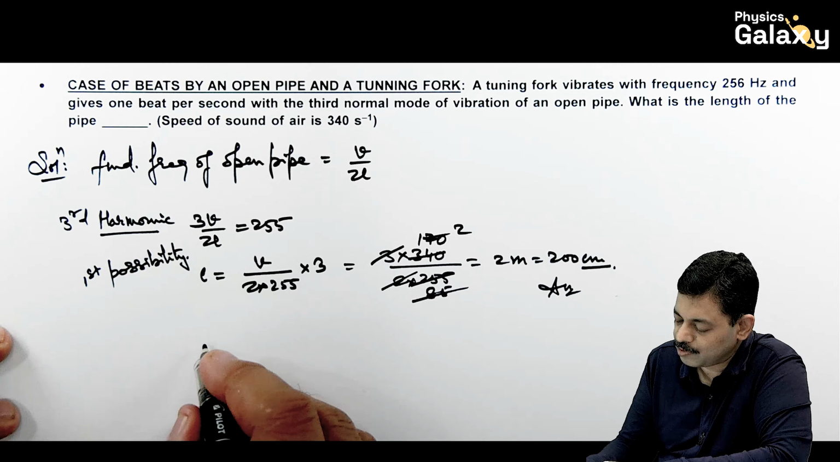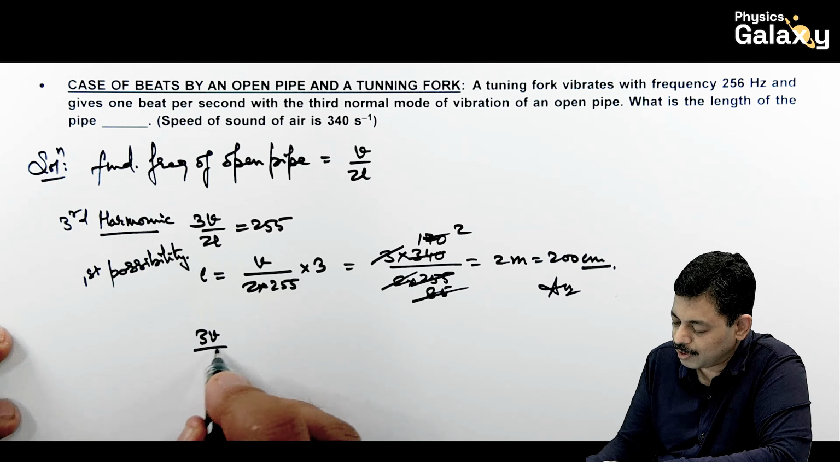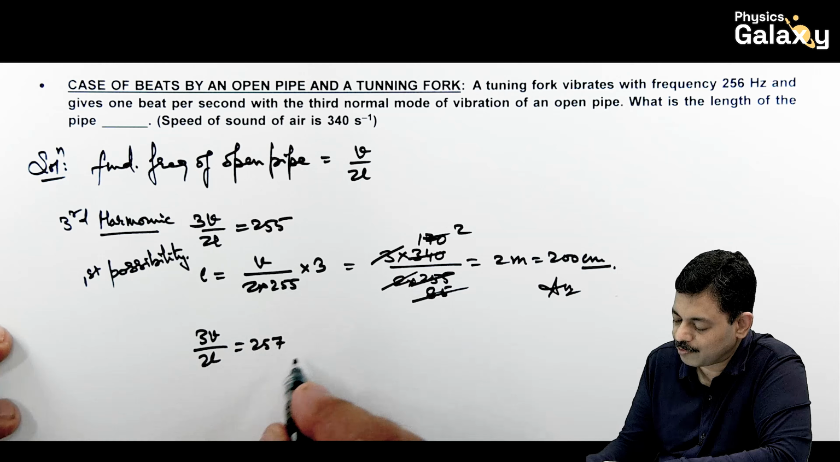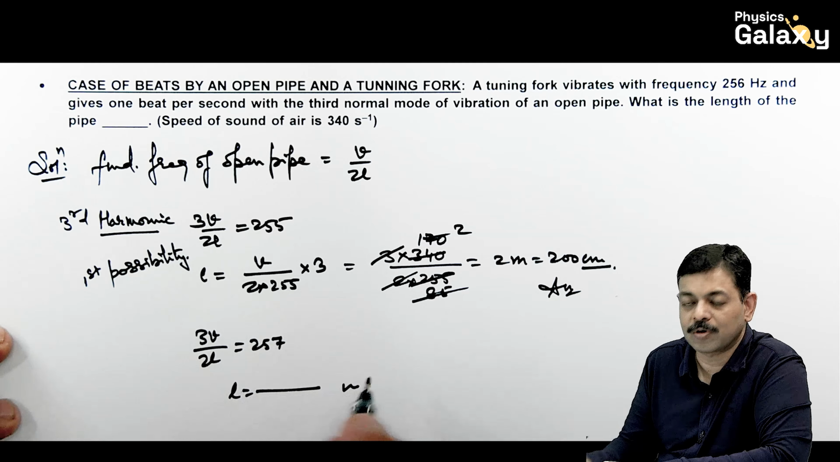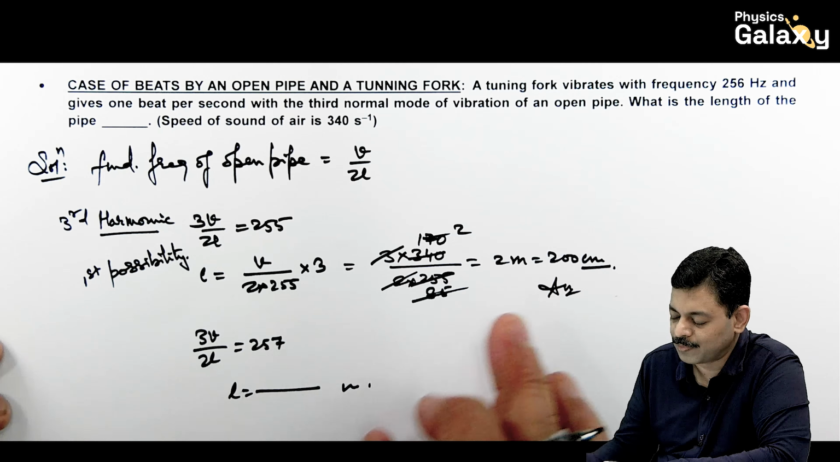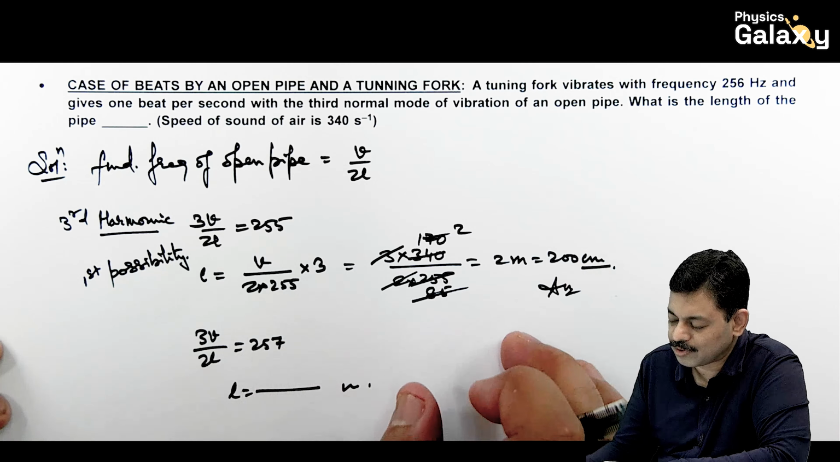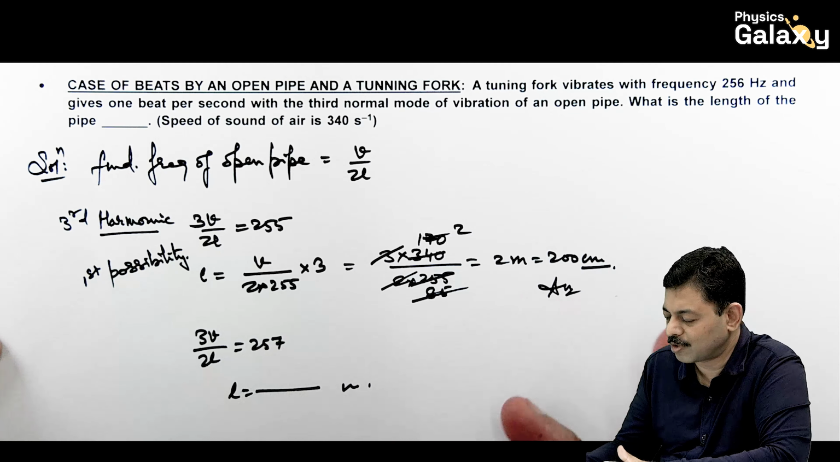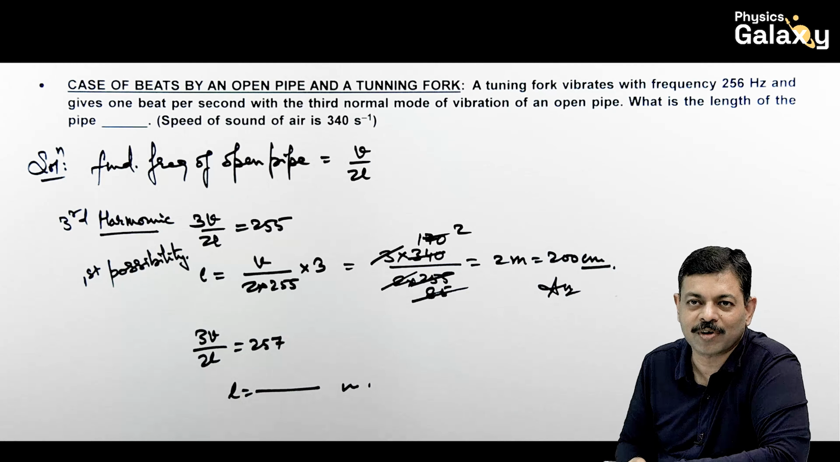And another one you can check with 3V/2L equal to 257. I think now you can solve and calculate and verify what result you are getting. It will be slightly less because we have increased the frequency, so the length will decrease a little, somewhere between 195 and 198. You can check and verify.